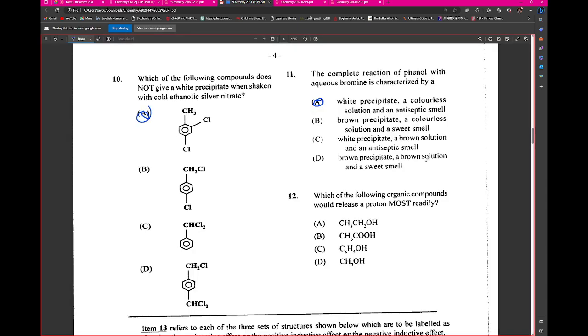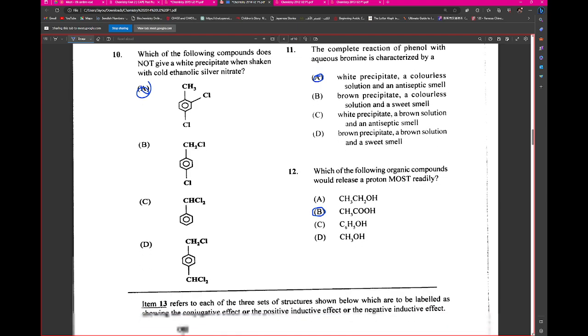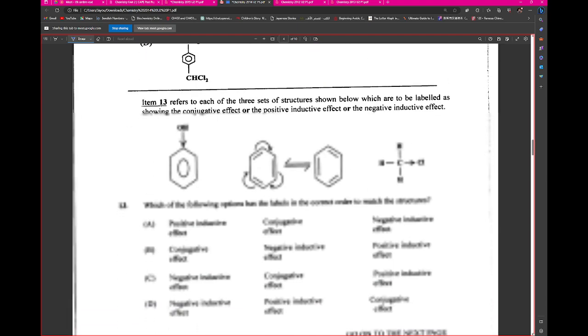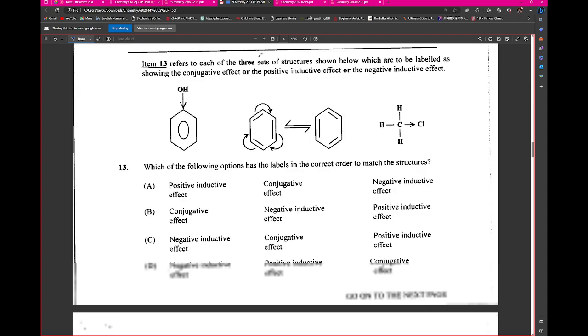All right. Which of the following organic compounds would release a proton most readily? B. Wonderful. Hope no one has to ask why for that. So item 13 refers to these. Which of the following options has the labels in the correct order to match the structures? I guess it's just the correct order.